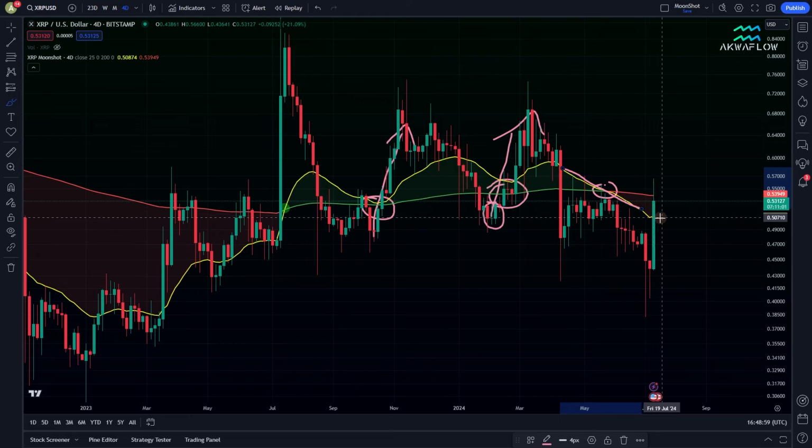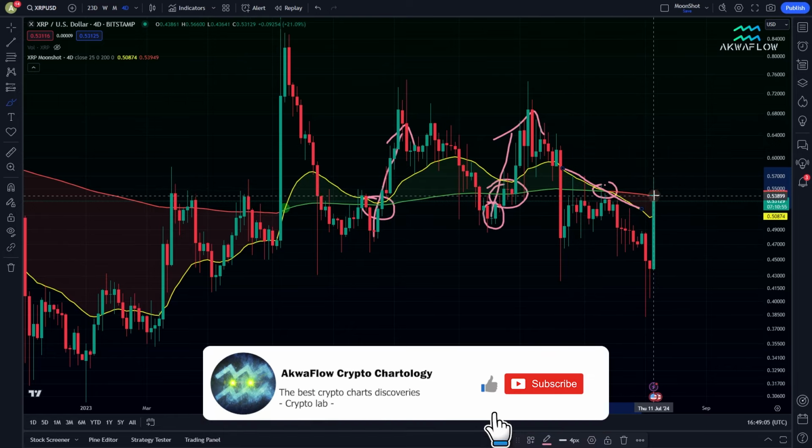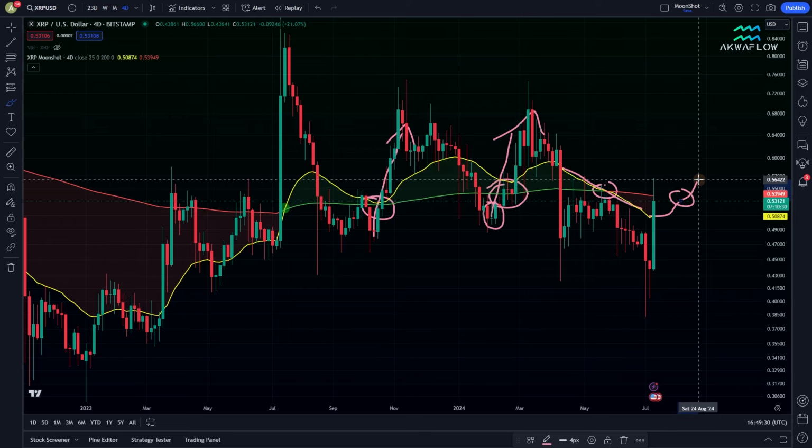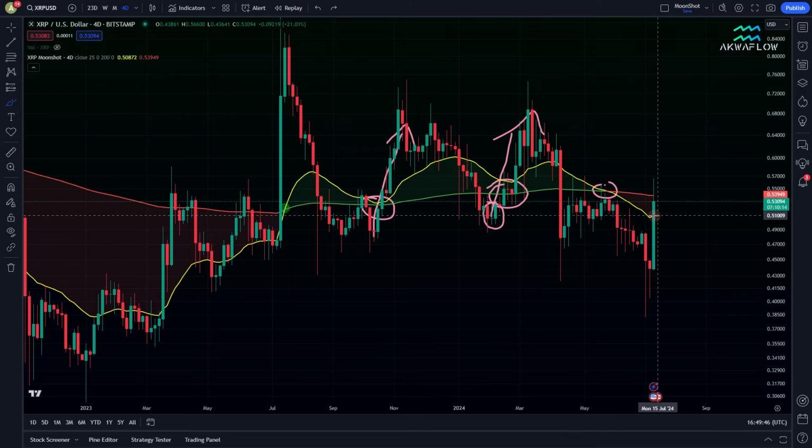And now we need to see if XRP will be able first to maintain a level above the yellow line and then above the red line. And if it is able to do this, then we will have the yellow line going up like this to retest the red line, right? And we will see if we will have another cross.